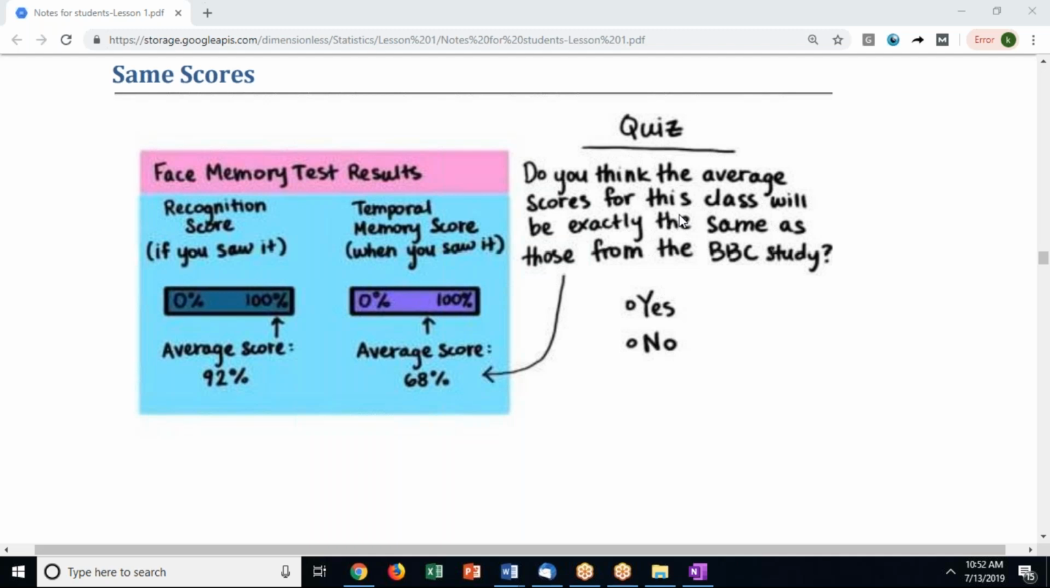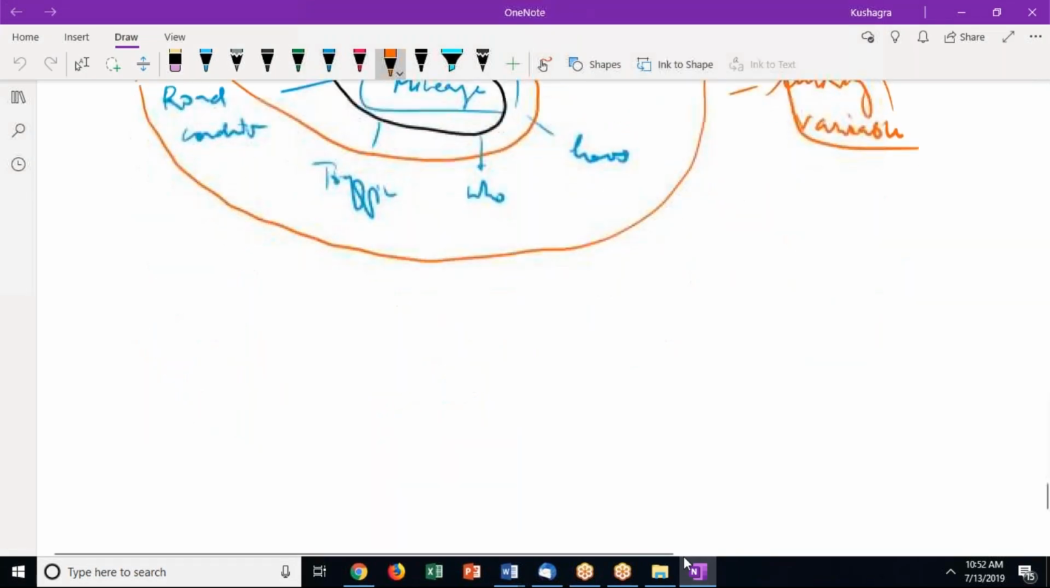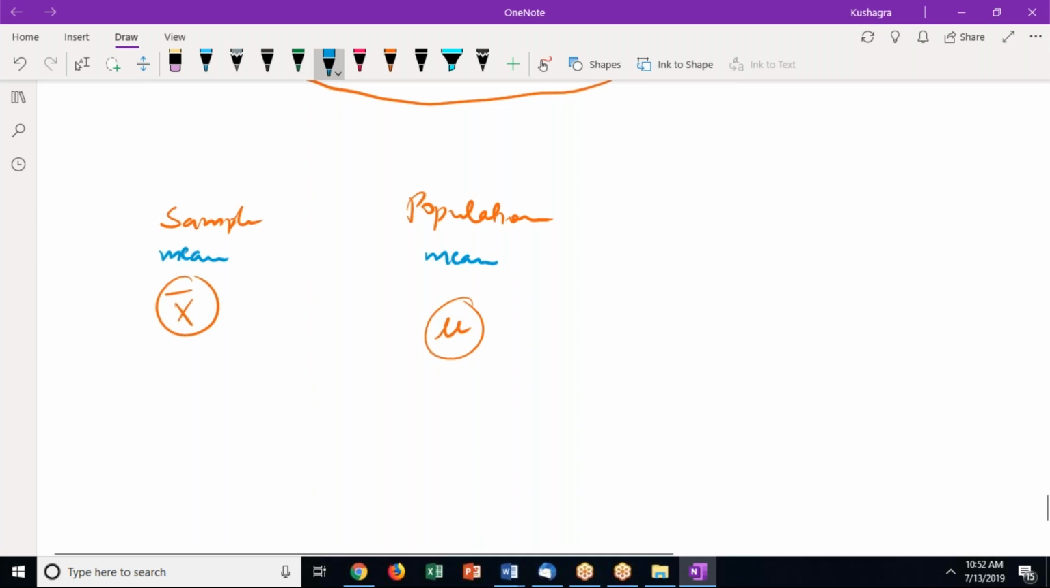Okay, generally what will happen is whenever you work with any data, you have sample data and population data. So you'll have a sample mean. Suppose you take a sample mean represented by X bar, you have a population mean that is represented by mu. Mu is the representation for population mean, X bar is the representation for sample mean. Okay.